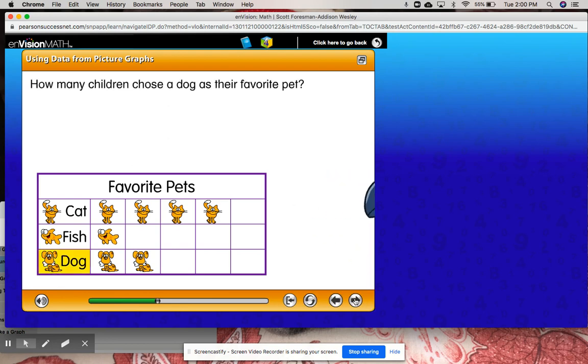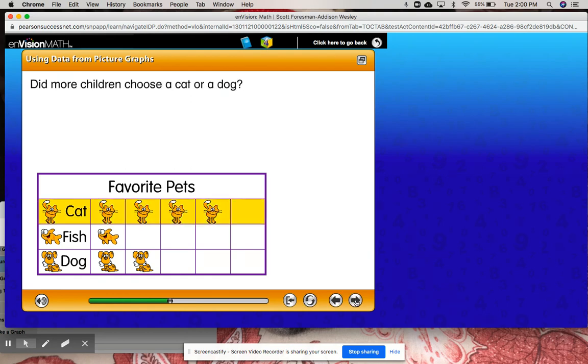How many children chose a dog as their favorite pet? Again, you just have to look back into the graph, see where it talks about dogs. They've highlighted it for us. Looking at that row, how many children voted for dogs as their favorite pet? All you do is count the pictures. 1, 2. Each dog stands for 1 vote. 2 children chose a dog.